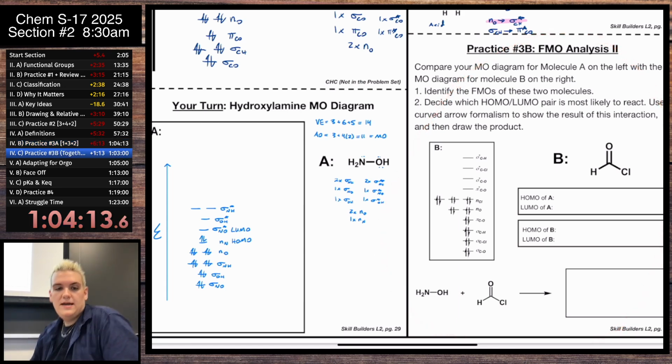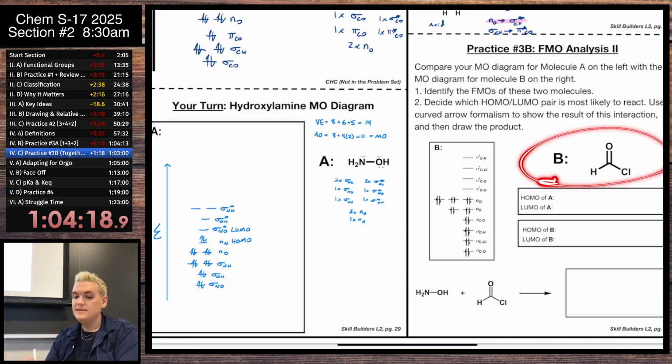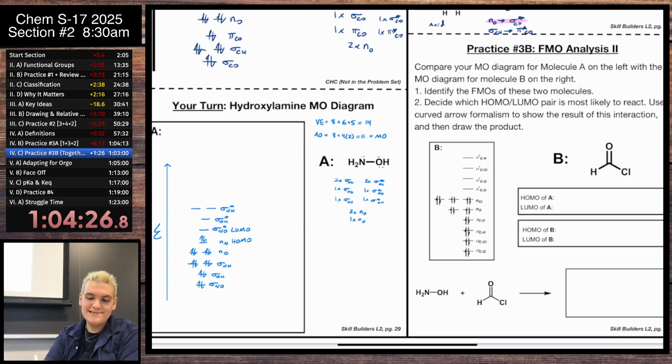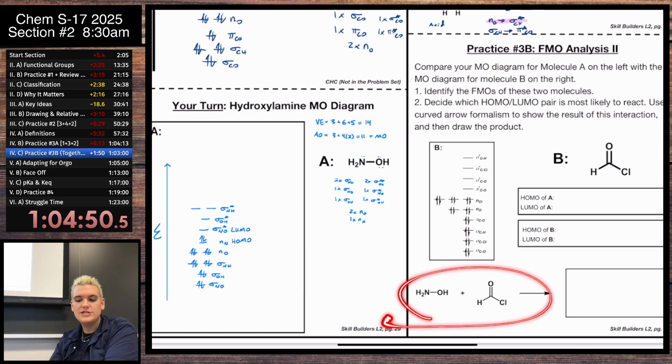So this section is, I've given you the MO diagram for this second molecule here. What I want you to do is, for each of these molecules, identify the HOMO and LUMO, which I already did over here for you for molecule A. And then for molecule B, you'll identify the HOMO and LUMO. Then you're going to compare the HOMO of A and the HOMO of B and figure out which one's the better donor. And that's going to act as the nucleophile. You're going to compare the LUMOs of A and B, and which one is the better acceptor is the electrophile. And then you're going to try to predict how these two molecules would actually interact in a reaction.